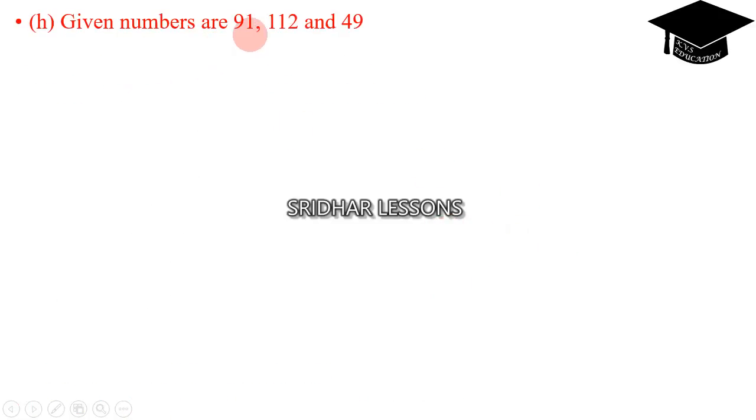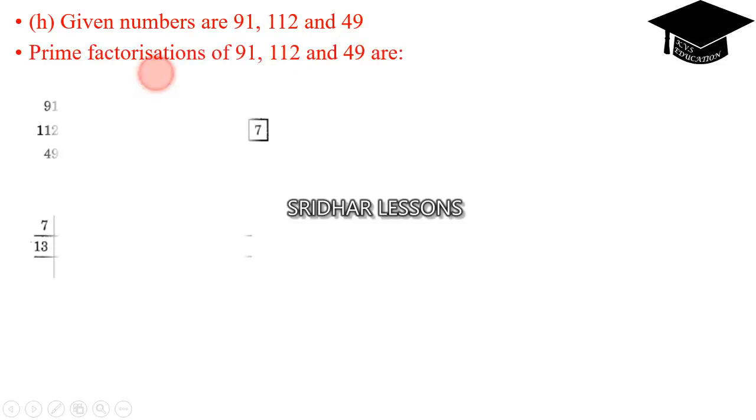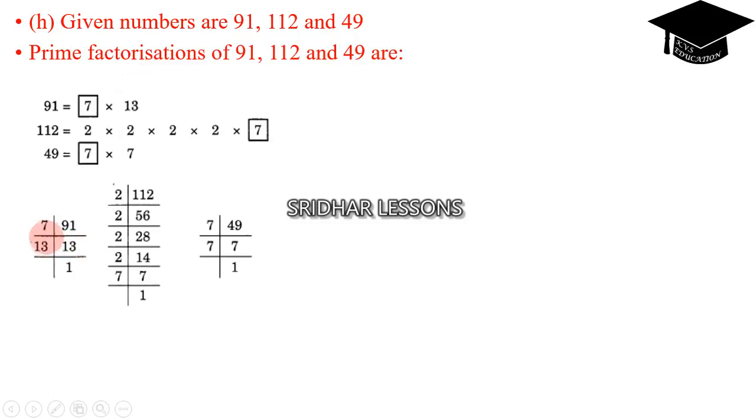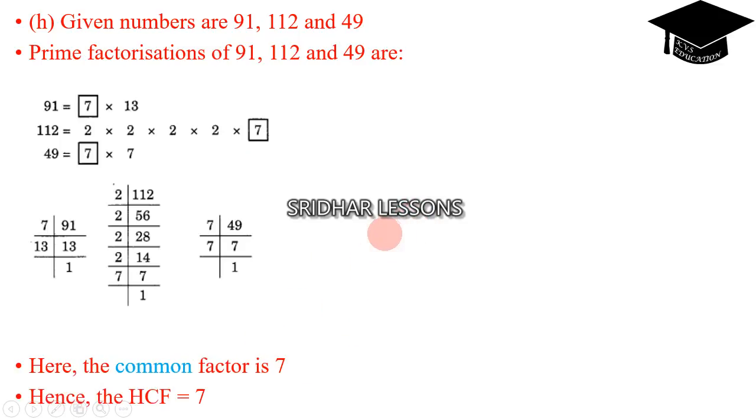Next one, the given numbers are 91, 112 and 49. If you can go for the prime factorization, for 91, 7 can be factorized into 13. 13 into 7 is 91. Okay, so the factors are 7 into 13. Next, 112. The factors are 2 into 2 into 2 into 2 into 7. Next, for 49, 7 into 7. So if you can observe, 7 is the common factor. So the HCF is 7 here.